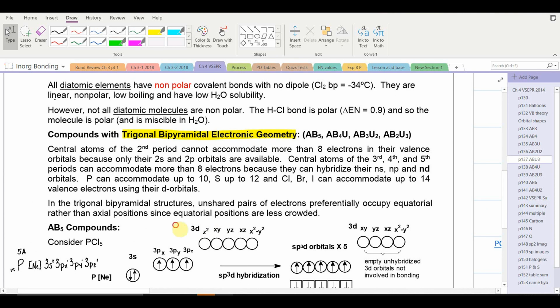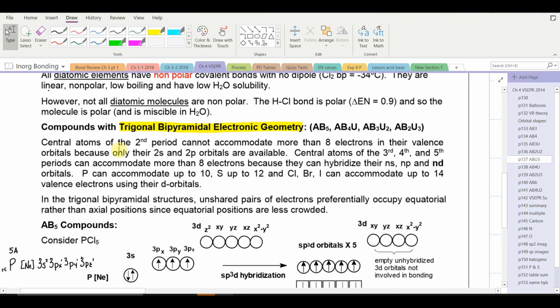Now recall that the second period elements cannot accommodate more than 8 electrons in the valence shell because only their 2s and 2p orbitals are available. But also recall that central atoms of the 3rd, 4th, and 5th period can accommodate more than 8 electrons because they can hybridize their ns, np, and their nd orbitals. And so phosphorus can accommodate up to 10, sulfur up to 12, chlorine, bromine, iodine up to 14 valence electrons.